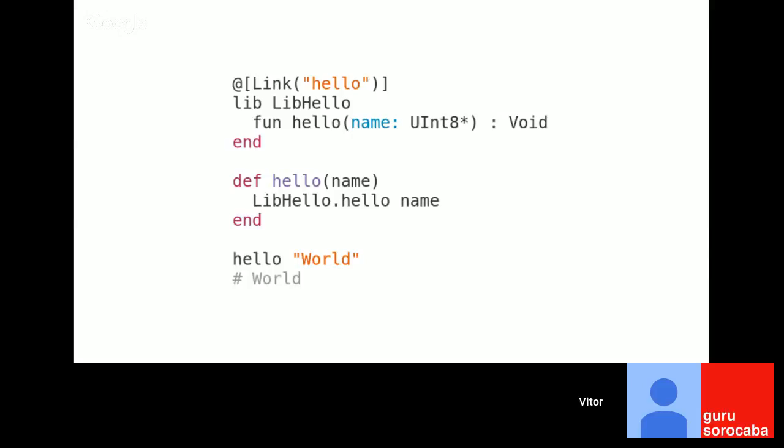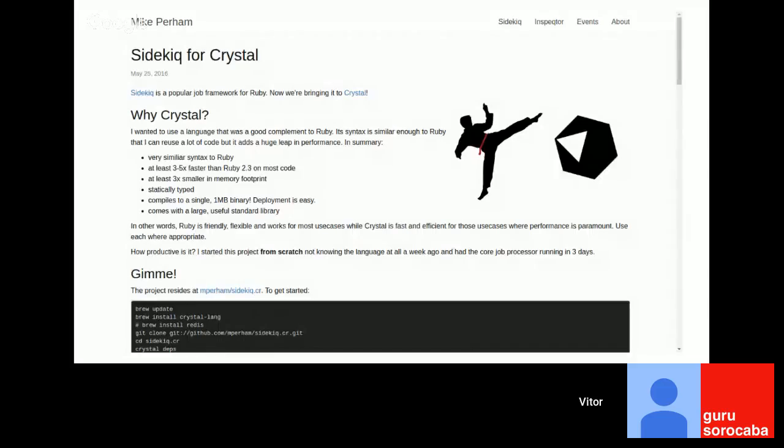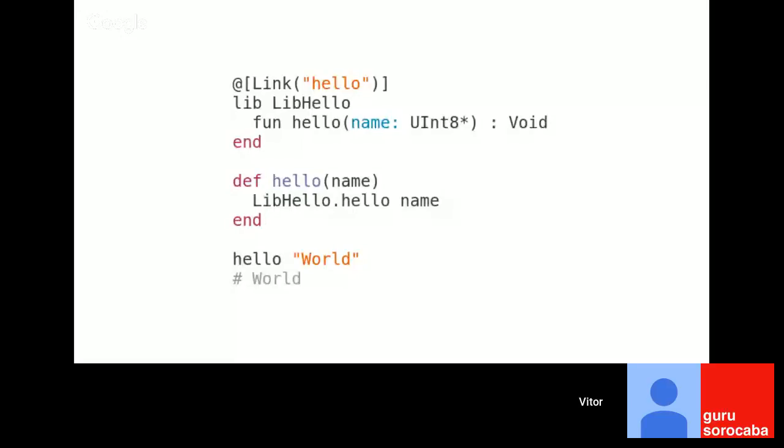Another thing that is cool for the language is this thing called linking. So we can link C libraries and use their functionality in Crystal. So let's pretend that we have a C library called hello. And here we are creating a link between this C library and the Crystal program.